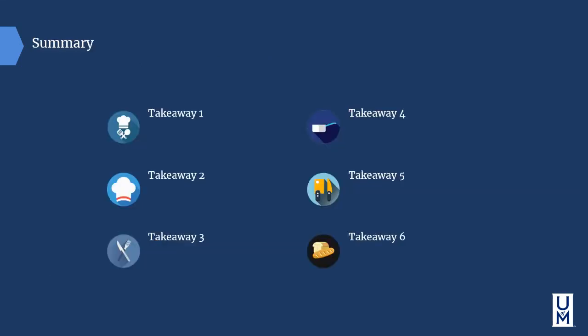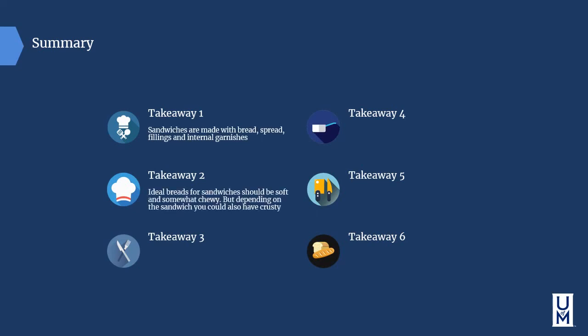Some key takeaways from this module. Sandwiches are made with bread, spreads, fillings, and internal garnishes. Ideal breads for sandwiches should be soft and somewhat chewy, but depending on the sandwich, you can also have a crusty bread. Spreads are designed to prevent soggy bread, providing a barrier between the filling and the bread. If the spread has a high water content, it is for flavor, not as a barrier.